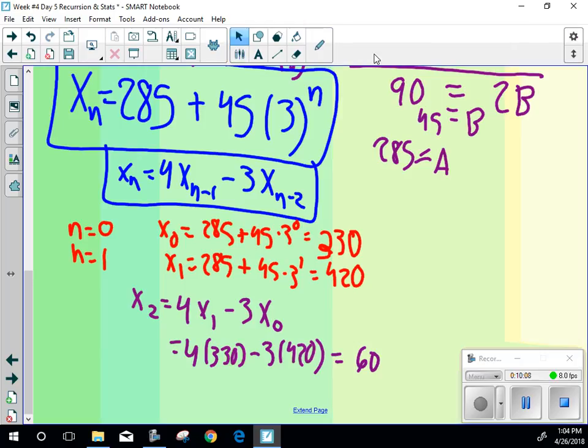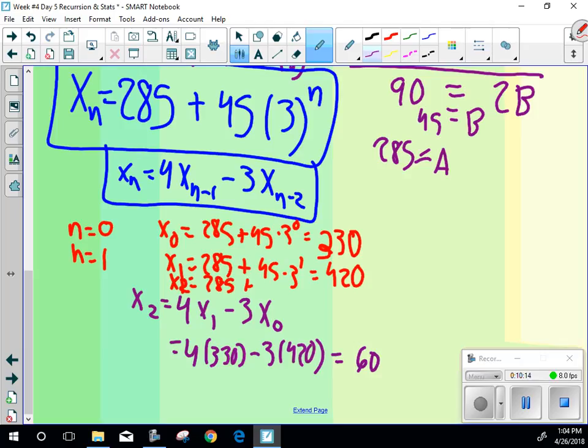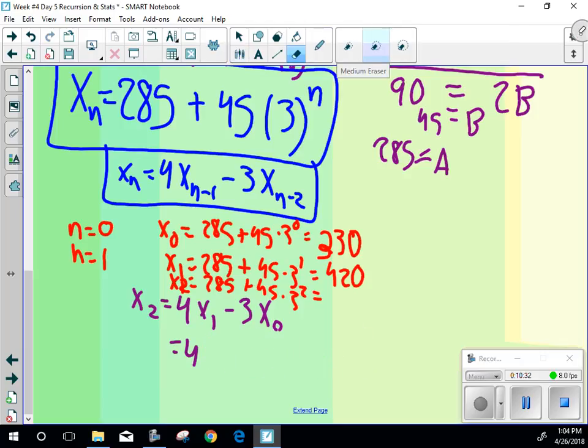So then x2 should be 285 plus 45 times 3 squared. That should not be 60. 9. Oh, this should be plus. That's my mistake. Oh, wait, no, this is minus. So wouldn't it be 4 times 420 minus 3 times 330? Yep, I got them backwards. All right. Thank you.